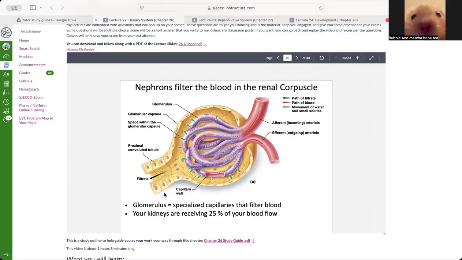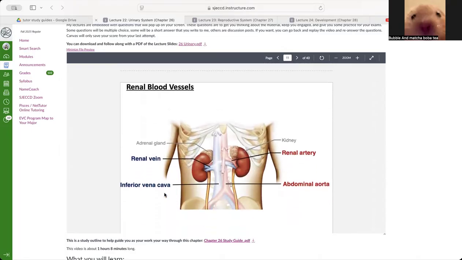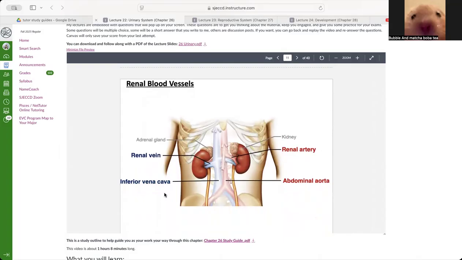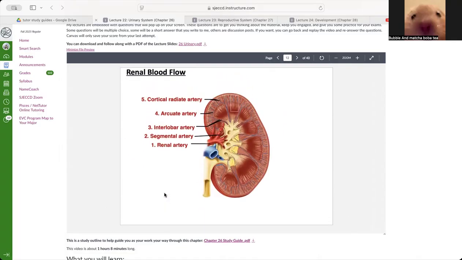We have renal blood vessels, right? Coming off the abdominal aorta is going to be the renal artery. Blood, after it goes into the kidney and is filtered, goes to the renal veins, which return the blood into the inferior vena cava. Okay, so the renal blood flow is this.